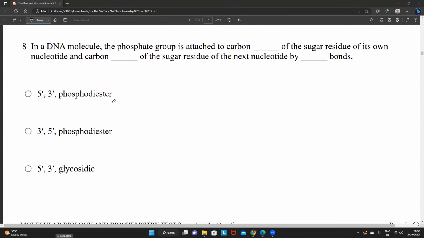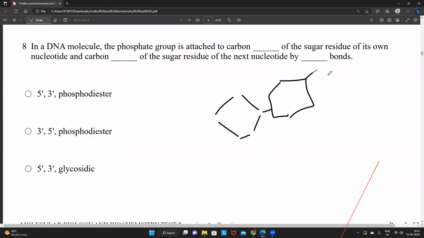And you know very well, the question says, in question number 8, in a DNA molecule, the phosphate group is attached to the carbon dash of the sugar residue of its own nucleotide and carbon dash of the sugar residue of the next nucleotide by dash bonds. Friends, you know, right? Just now I explained to you. This is sugar. This is what? A base. And this is what?